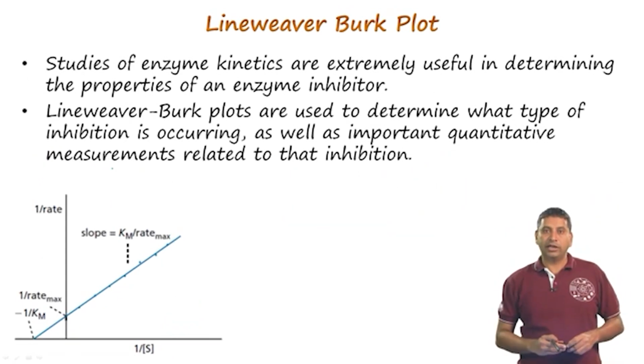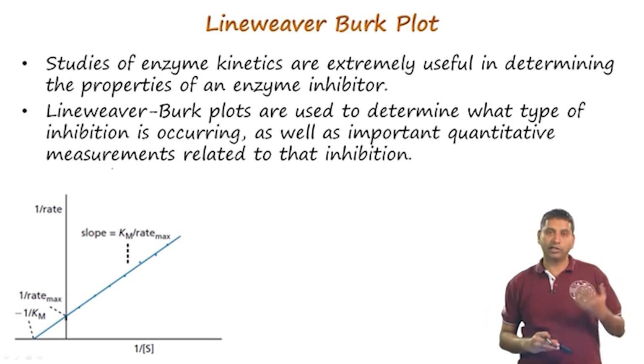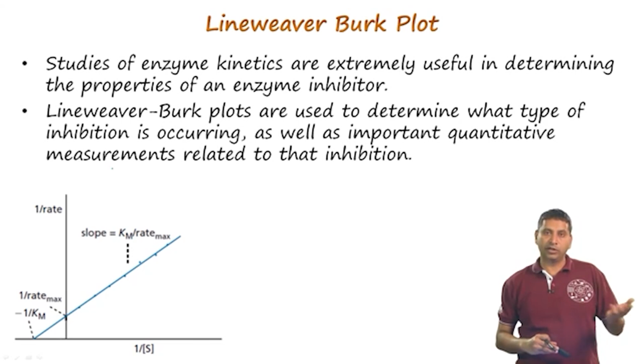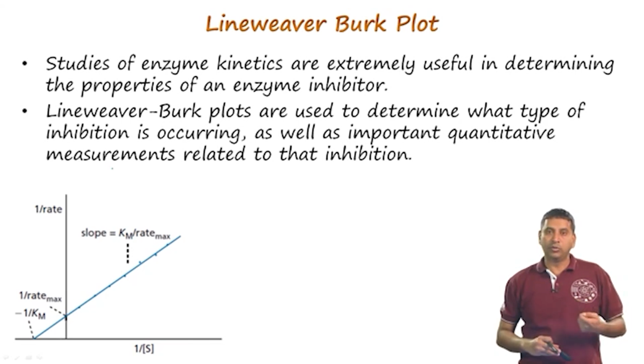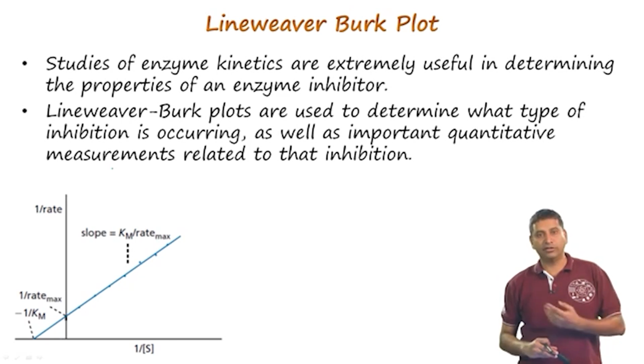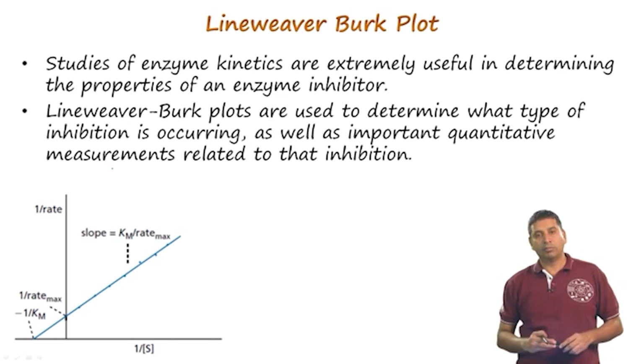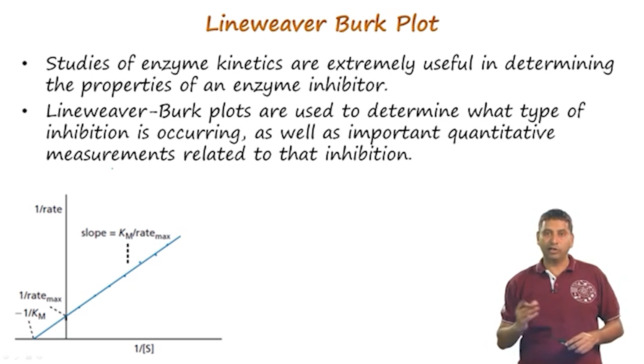Studies of enzyme kinetics are extremely useful in determining the properties of an enzyme inhibitor. So, let us say you want to set up a large scale screen for identifying a new inhibitor for an enzyme. We need to first be able to understand the kinetics of the enzyme, and only then will we be able to find out the inhibitor and which inhibitor is more efficient or less efficient. So, Lineweaver-Burk plots are used to determine what type of inhibition is occurring, as well as other important quantitative measurements that are related to that inhibition.